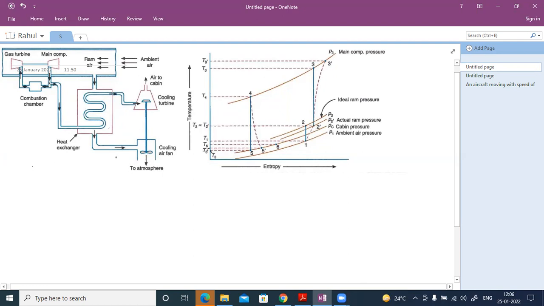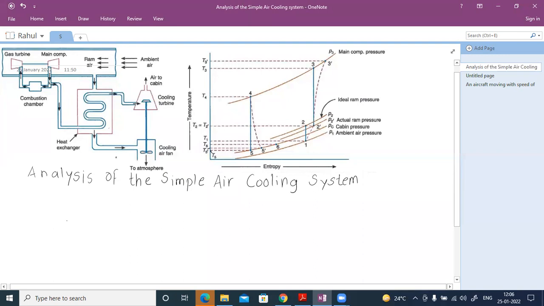Okay, so I'll just write down now. We are supposed to perform the analysis of the simple air cooling system. As I told you in the last session, now we will analyze it. So that we will do now. Now let us see, all of you just focus on the diagram which is given.